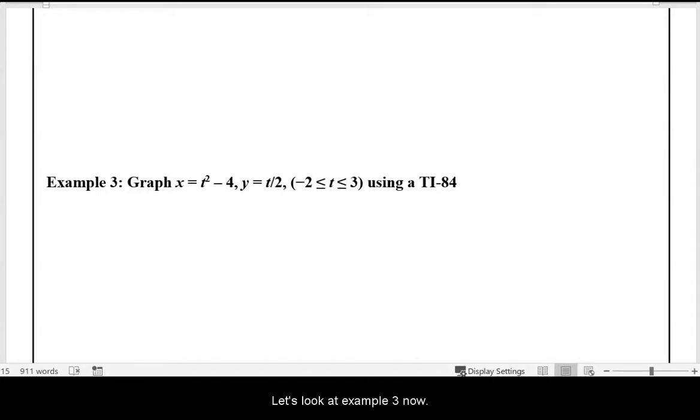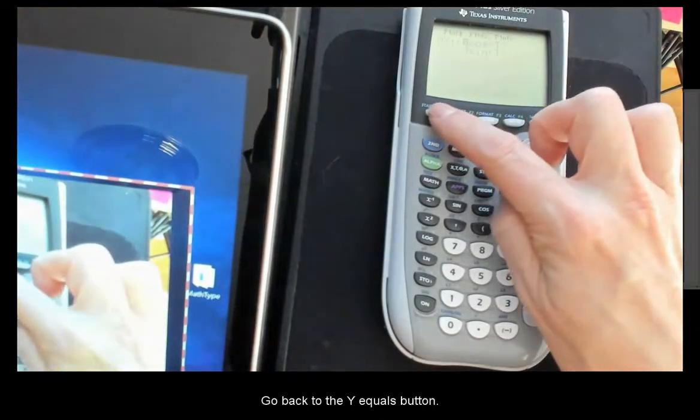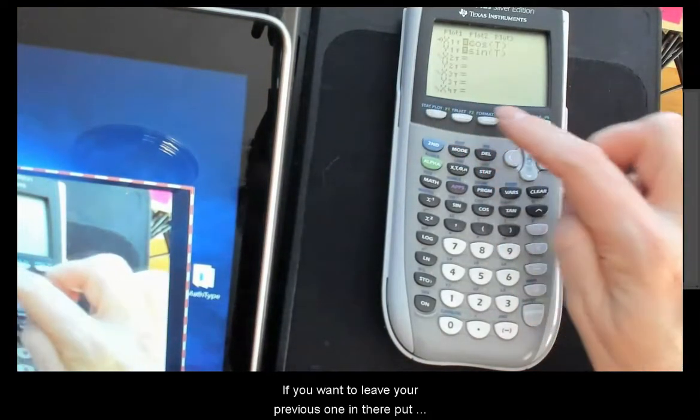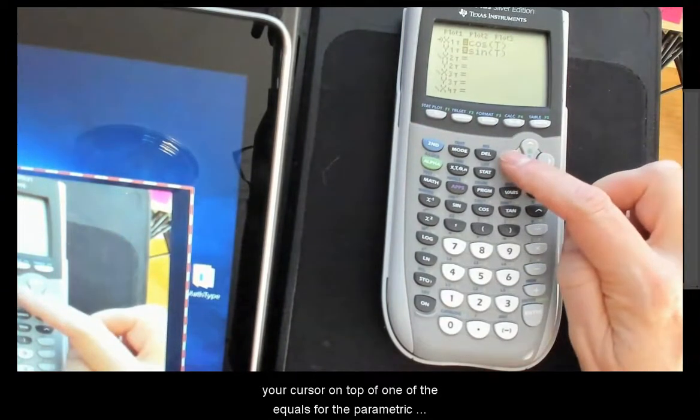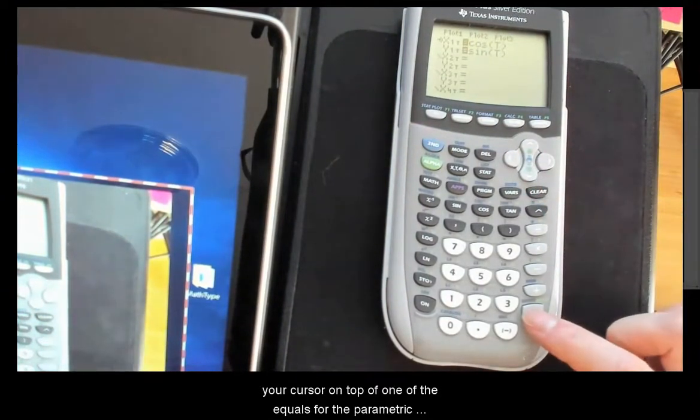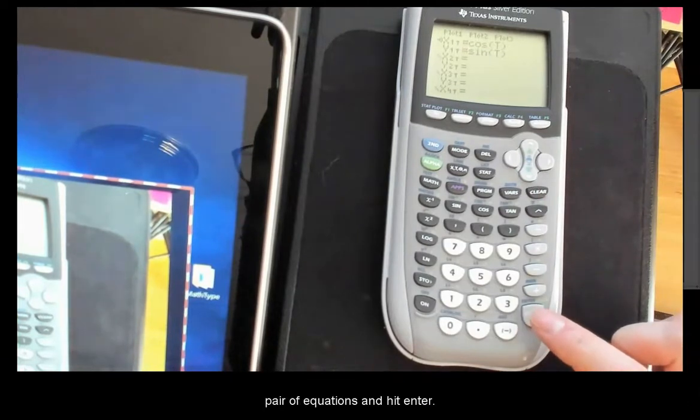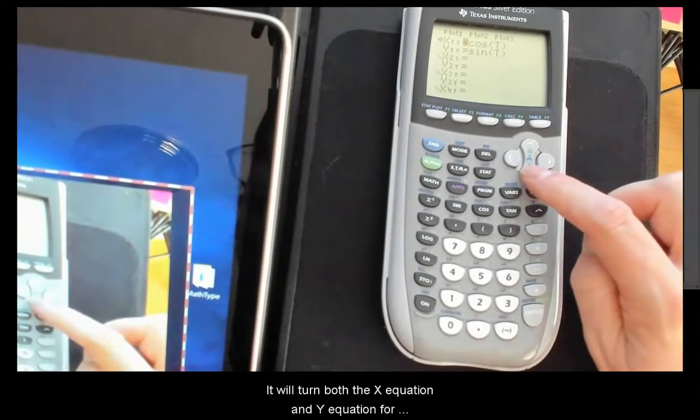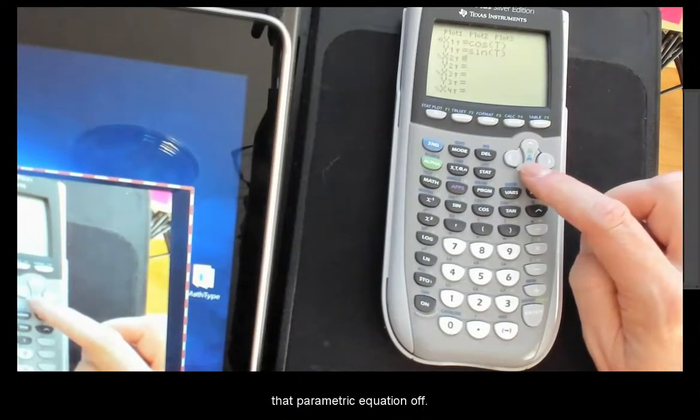Let's look at example 3 now. Let's graph the parametric equations x equal t squared minus 4 and y equal t divided by 2, with the parameter going from -2 to 3, again using the TI-84. Go back to the y equals button. If you want to leave your previous one in there, put your cursor on top of one of the equals for the parametric pair of equations and hit enter. It will turn both the x equation and the y equation for that parametric equation off.